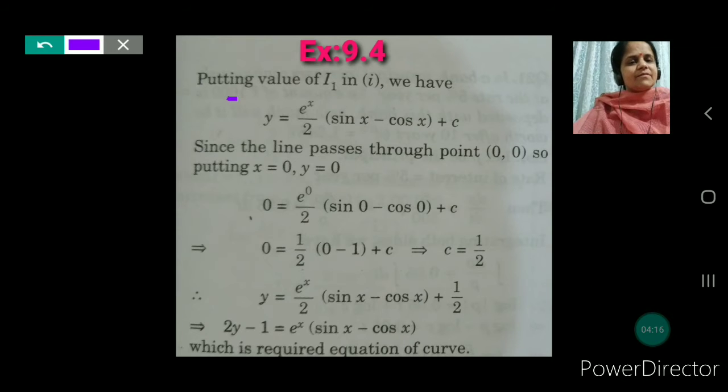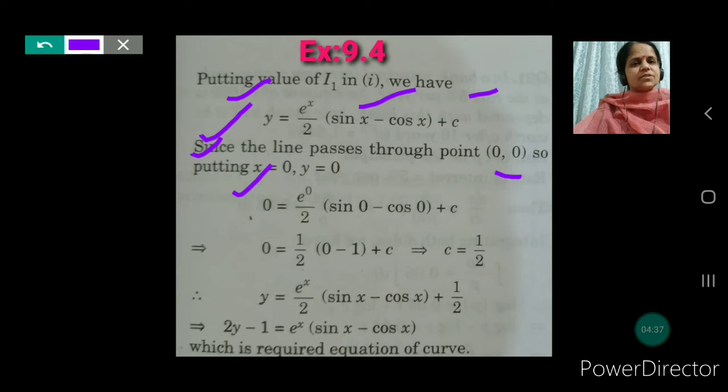Now putting the value of I1 in equation first, you will get y = e^x/2 (sin x minus cos x) plus c. Since it is given that the curve passes through the point (0, 0), putting x = 0 and y = 0, students, you will get 0 = e^0/2 (sin 0 minus cos 0) plus c. Sin 0 is 0 but cos 0 is 1. So here you will get c = 1/2.